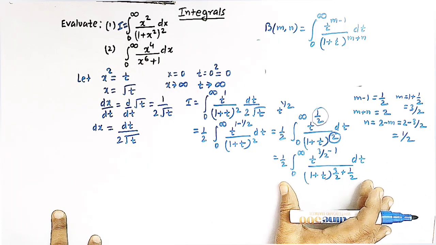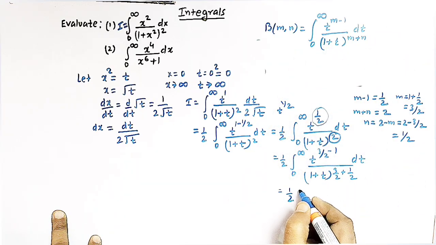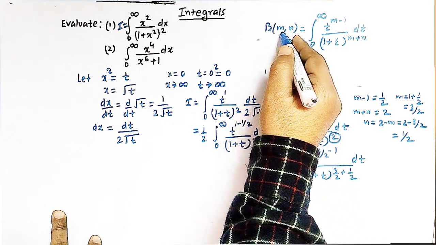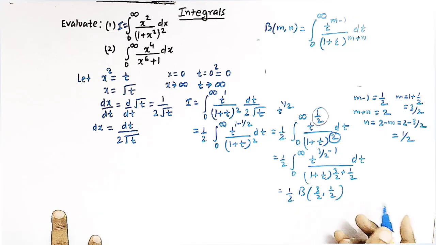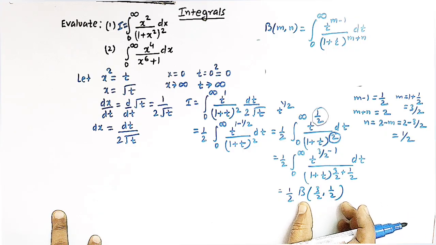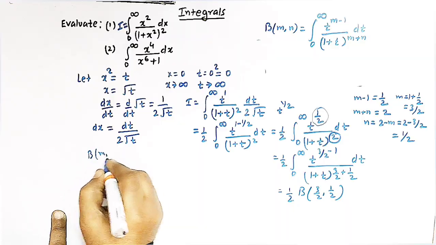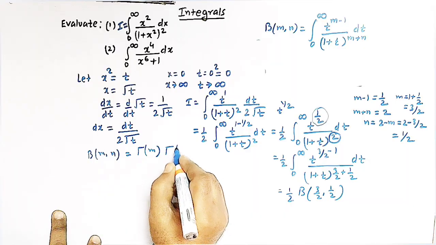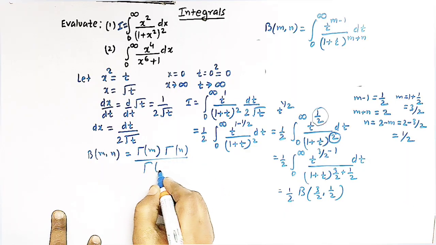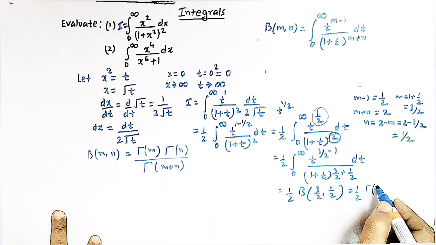Okay, so now this integral is exactly of this form. So we can now write it as half, and beta function, that is beta m comma n. M is 3 by 2 and n is half. So now we have to find out the value of this beta function using the relationship between beta function and gamma function. So beta m comma n is related to gamma function as gamma m times gamma n divided by gamma m plus n. So here we have half, and we can write gamma 3 by 2.